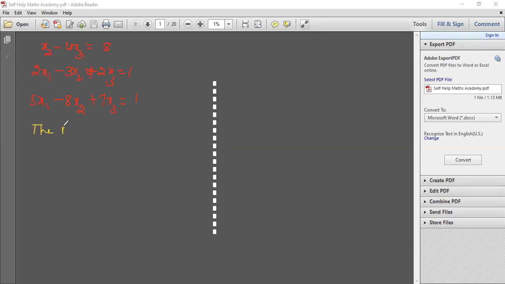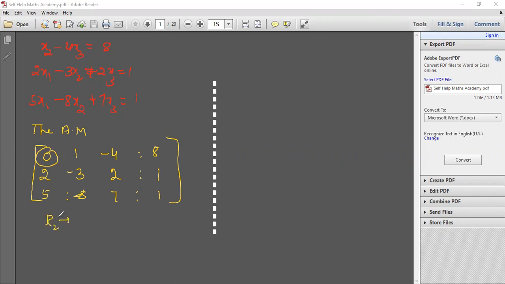Let's write the augmented matrix. Then the augmented matrix will be equal to 0, 1, minus 4, 8; 2, minus 3, 2, 1; 5, minus 8, 7, 1. Since the leading element itself is 0, I'll do a row transformation. R2 and R1 I'll interchange. So this will give us 2, minus 3, 2, 1; 0, 1, minus 4, 8; 5, minus 8, 7, and 1.